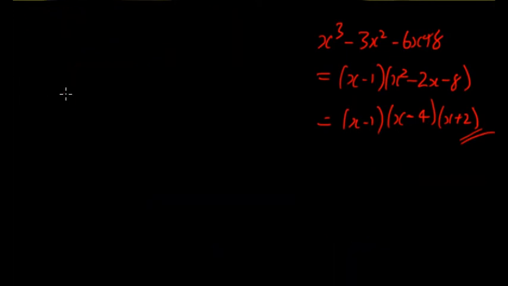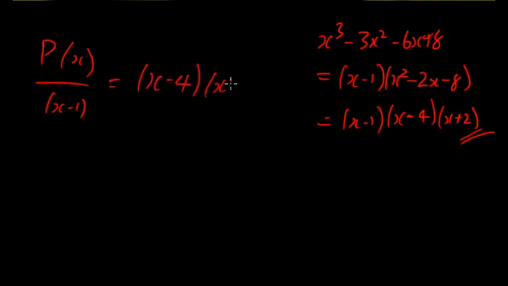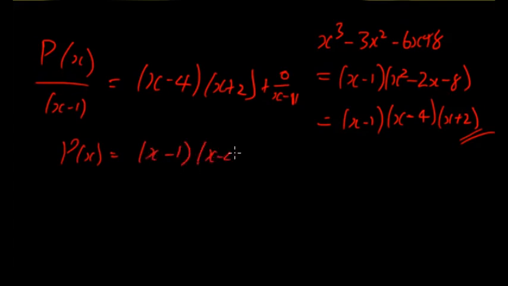Now if you're confused about how it just equals x minus 1 times whatever the quotient is, well, I can just times them together. Because if we had p(x) and we divided that by x minus 1 and the result was (x - 4)(x + 2), as there was no remainder, so it's just plus 0 over x minus 1, which is just 0. Then we can times x minus 1 on both sides. And p(x) is equal to (x - 1)(x - 4)(x + 2).